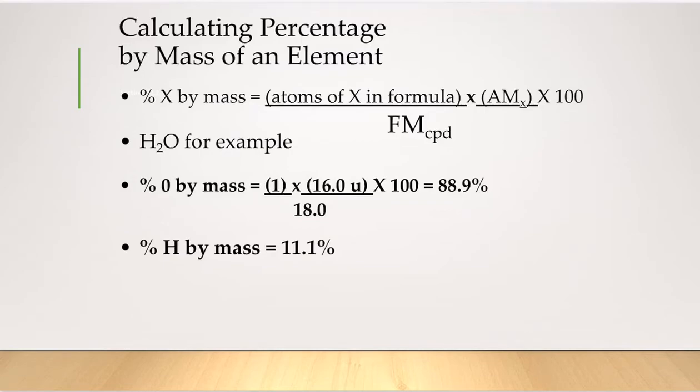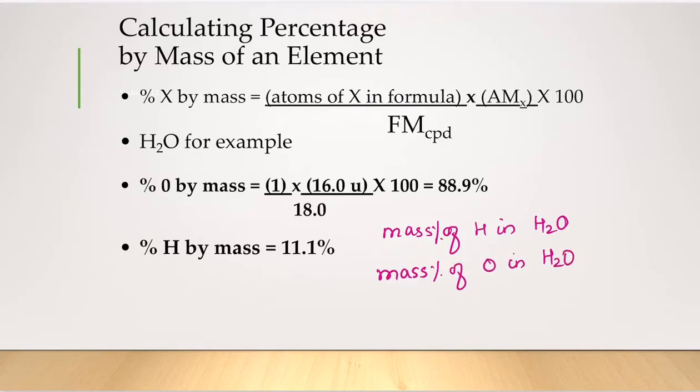Okay, so let's say, what's the mass percentage of hydrogen in water and what's the mass percentage of oxygen in water? If you want to determine this, then you need to first calculate the formula mass of water, which we did in the previous example. Each hydrogen is going to be 1 and there are 2 hydrogens, so 2 times 1 equals 2, and each oxygen is going to be 16.